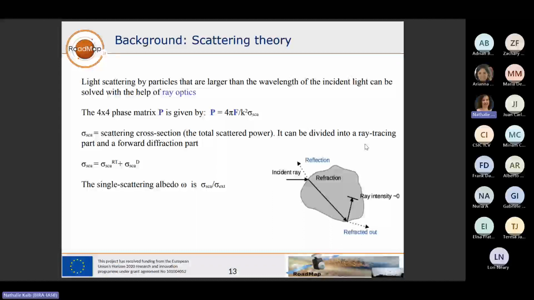And here is a sketch of what is happening in the model. We have an incident ray going inside an absorbing particle. It can either be reflected or refracted inside the particle. And the ray will travel inside the particle and hit the surface. It can either be refracted out or reflected back in. And of course, because there is absorption, the intensity goes down. We have some kind of a cutoff intensity when the value goes to 0, and that's when the code stops tracing the light beam. And of course, then the single scattering output is the scattering cross-section divided by the extinction cross-section.